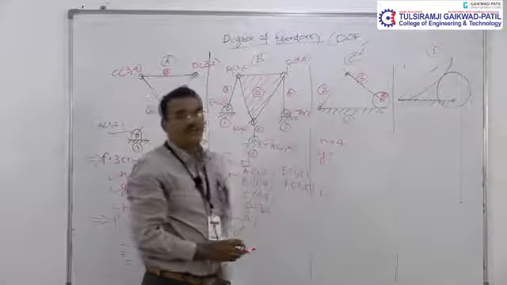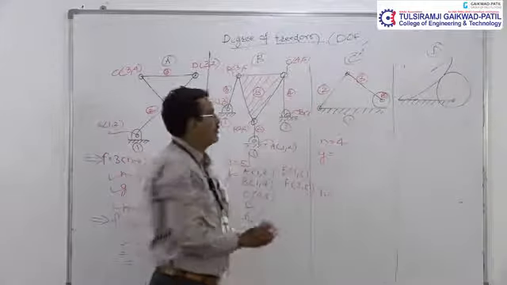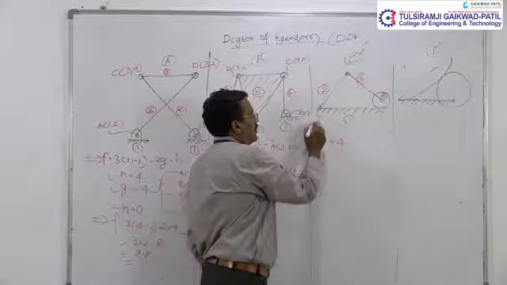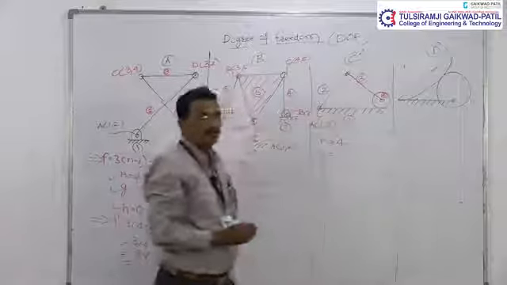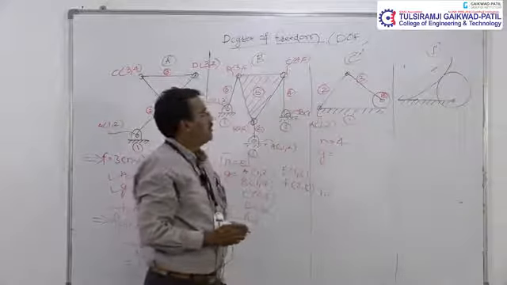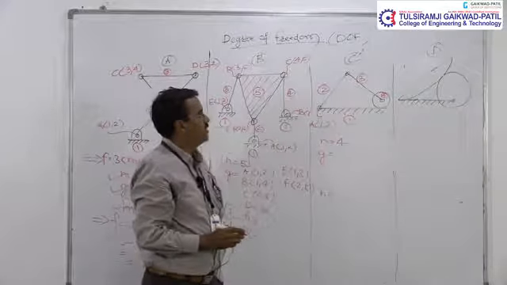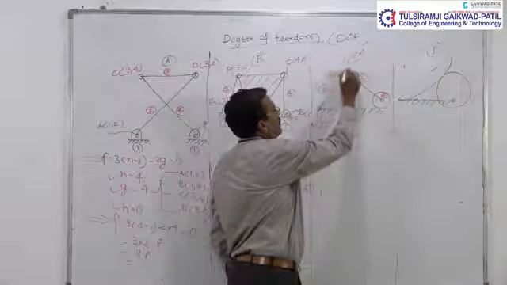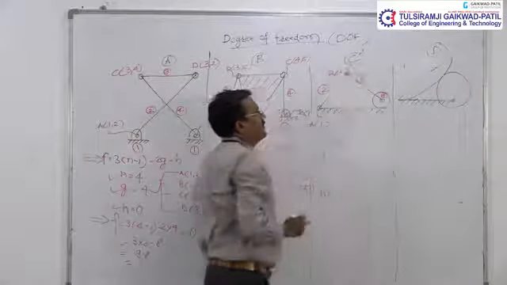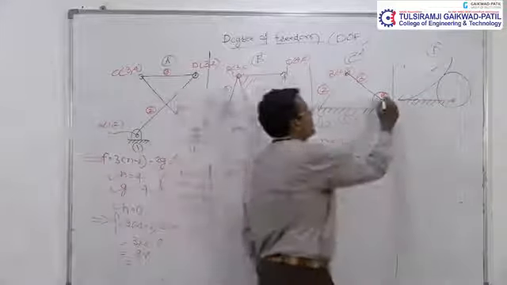Link number 1 and 2 will form one lower pair, that is A is equal to 1 2. Link number 2 and link number 3 will form another lower pair, that is B. Link number 3 and link number 4 will form another lower pair, that is C.